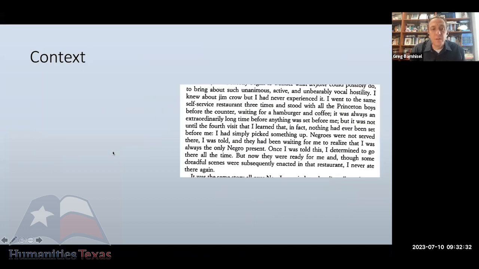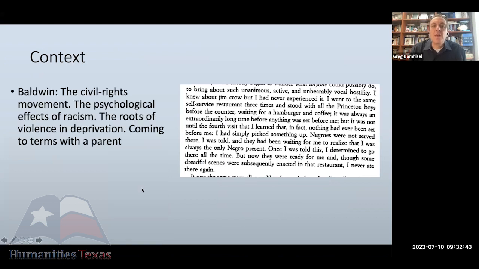So for Baldwin, here's the context. Him in a restaurant in Princeton, New Jersey, being subjected to racism. All right. The context for Baldwin's essay: the civil rights movement, the psychological effects of racism, the roots of violence in deprivation, and coming to terms with a parent.